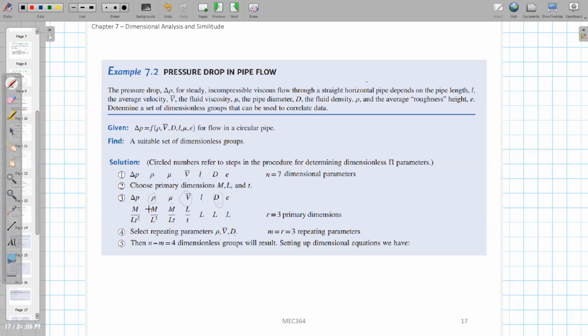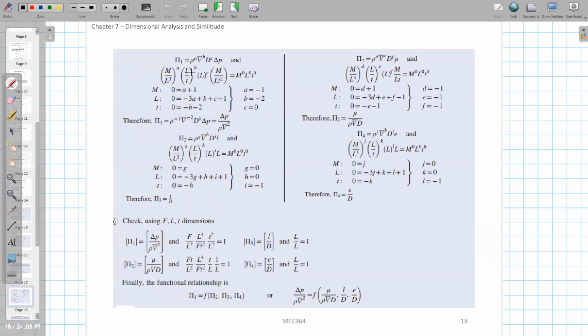So we have 4 primary parameters left: delta P, mu, L, and E, right? And for each primary parameter, we can define one pi value, one dimensionless parameter group. So for delta P, we simply take rho to the power A, V to the power B, D to the power C, times delta P. We define the pi 1. Okay, you substitute the fundamental dimensions for each of rho, V, D here, and delta P.